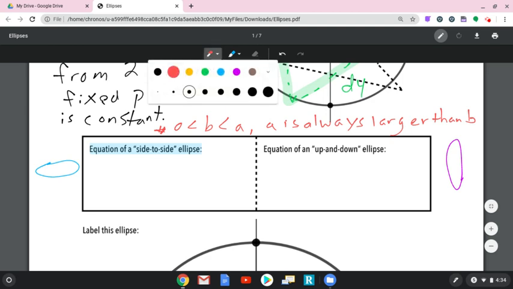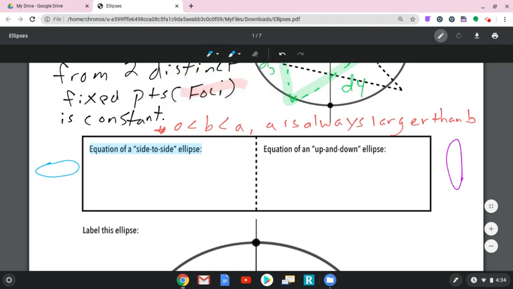So when I look at my side-to-side ellipse, if A is larger than B, I know it's a side-to-side ellipse because A will be under my x value. Your equation is x minus h quantity squared over a squared plus y minus k quantity squared over b squared equals 1. Remember, A is the largest number, A is under the x, therefore we know it is a side-to-side ellipse.